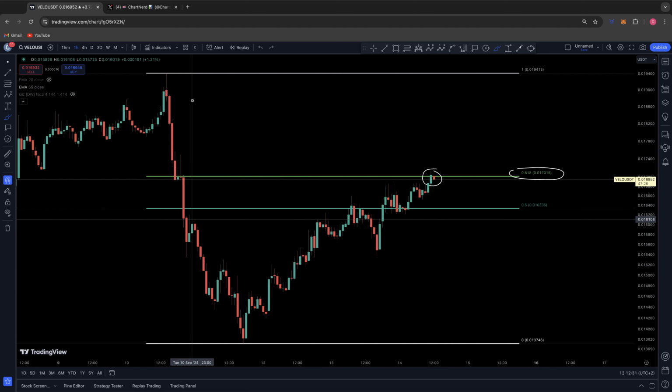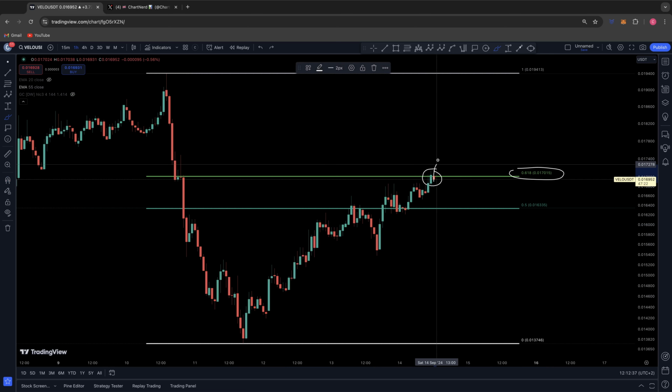But for this to come into play, I would like to see this 0.017 tackled with conviction and actually getting above it and holding it as support for multiple hours before we get that sort of continuation back up to these highs.